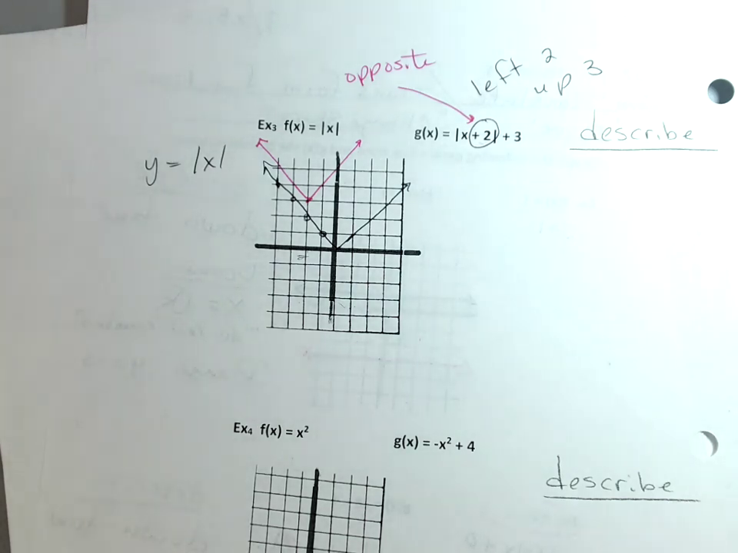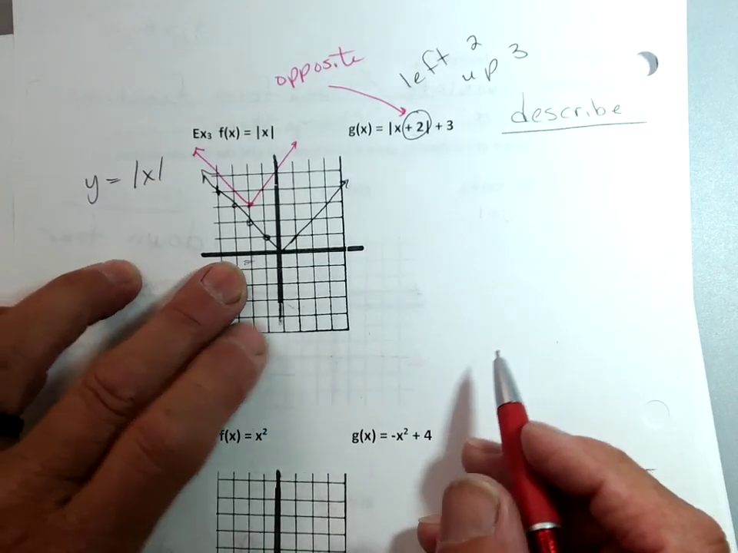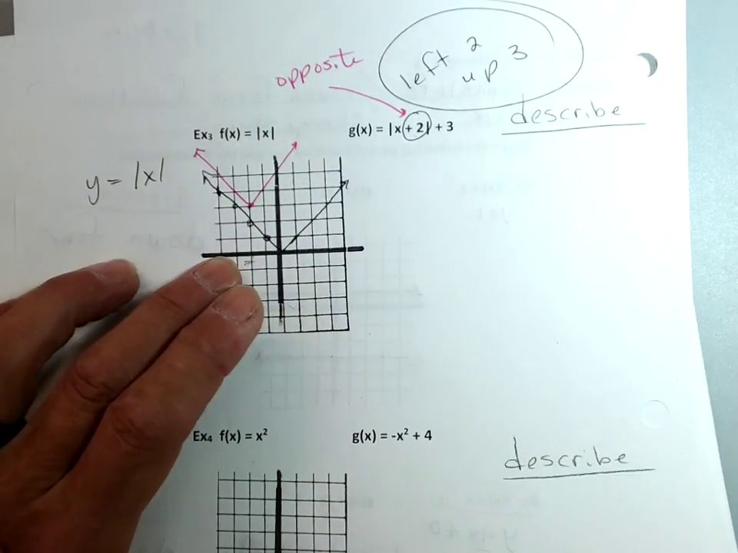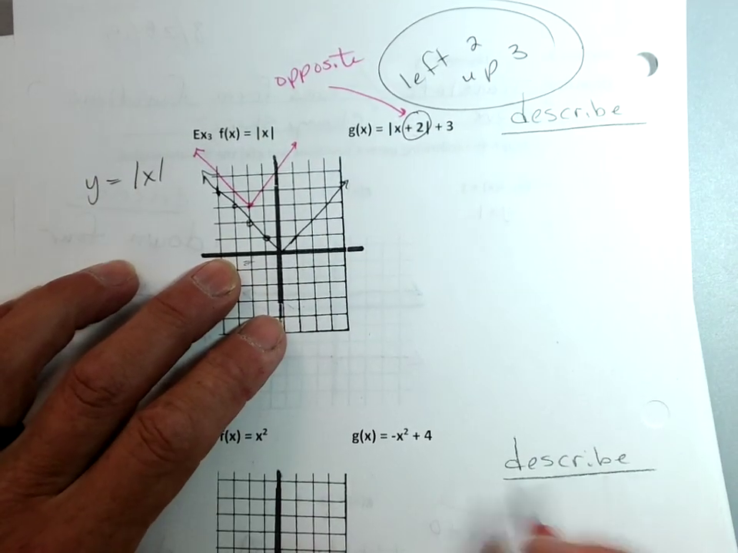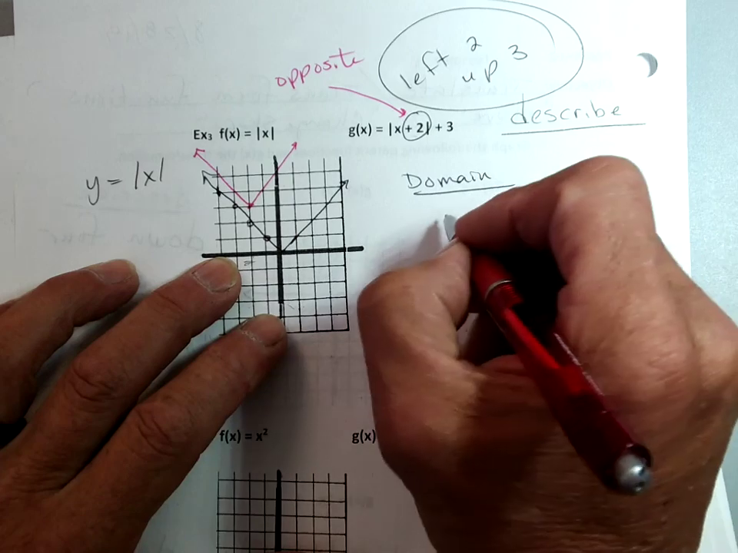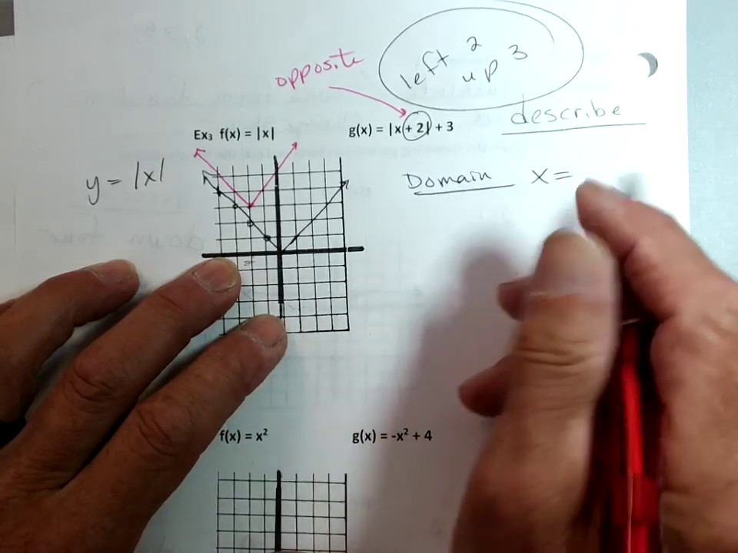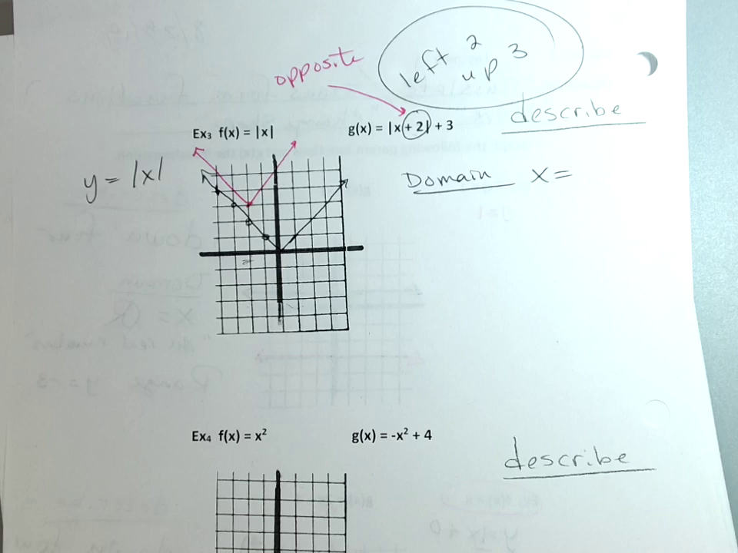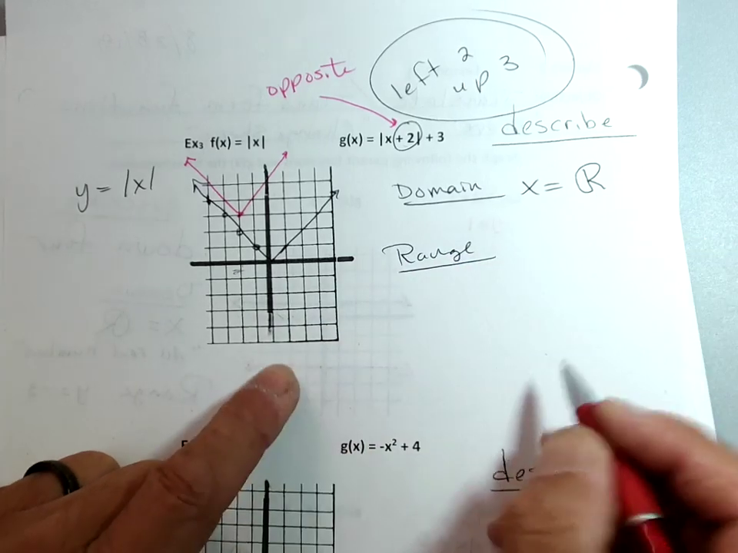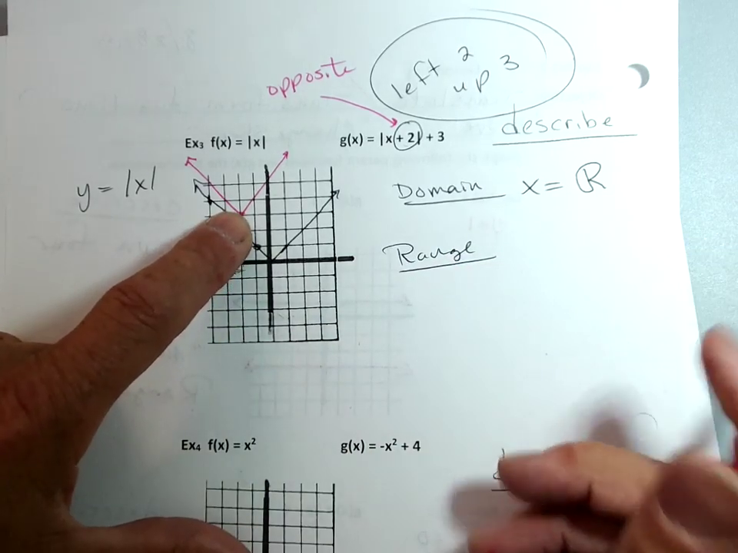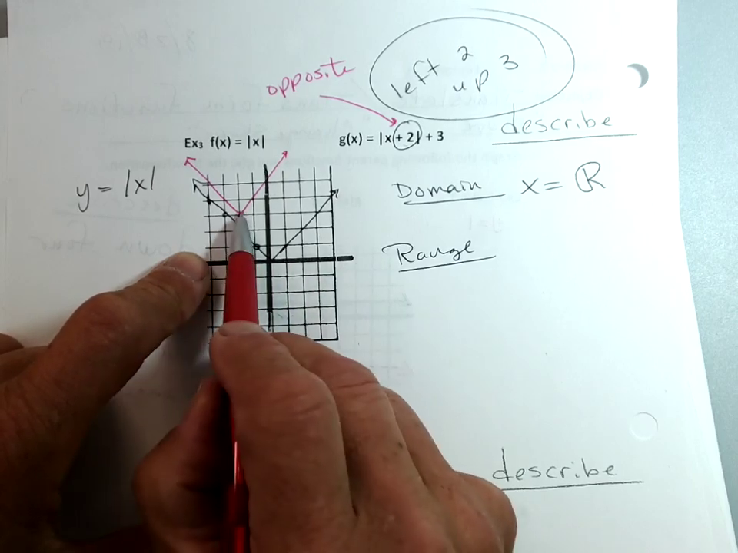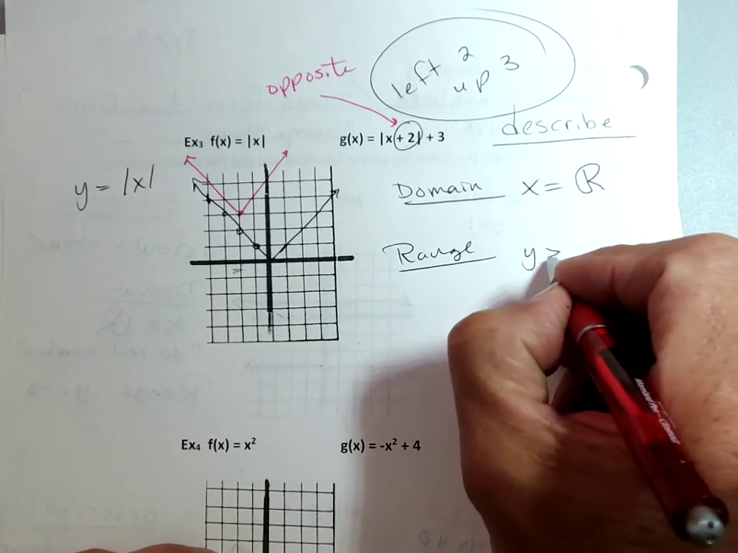Okay, now, describe. What do we do? Give me words. Yep, so basically it's right there, right? Describe, we went left 2 and up 3 is my translation, okay? Domain, how wide is the new graph? X equals, it's forever wide, you guys agree? It's always going over all real numbers. And my range, greater than or equal to 3, who said that? Because it starts at a height of 3, doesn't it? It doesn't go down, but the graph goes up, so y is greater than or equal to 3.